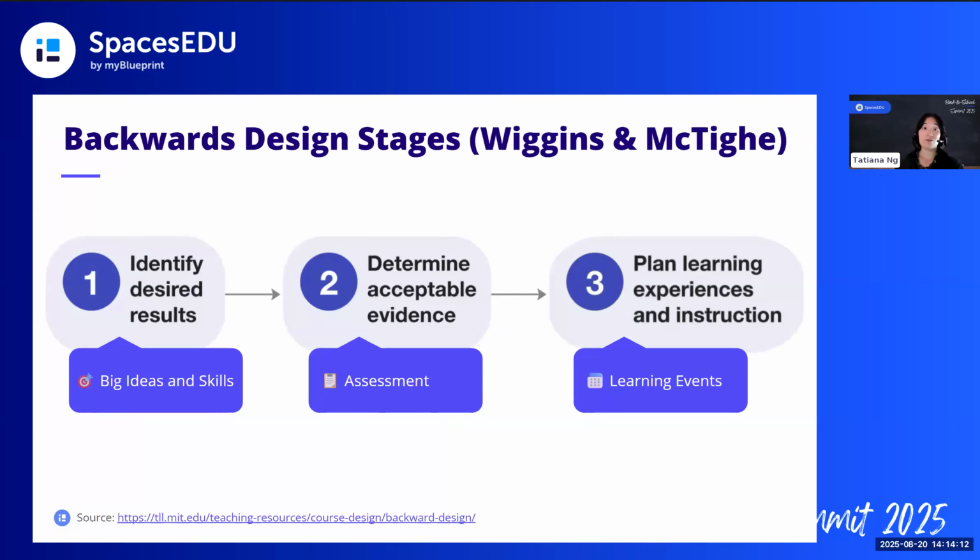We start with the learning outcomes that matter most. So think of your big ideas, skills. For example, maybe we want students to understand the stages of the water cycle and its importance. Then we determine what evidence will show us students are getting there. This is where the summative assessment comes into play. Students will create, for example, a labeled diagram or model of the water cycle and explain each stage orally.